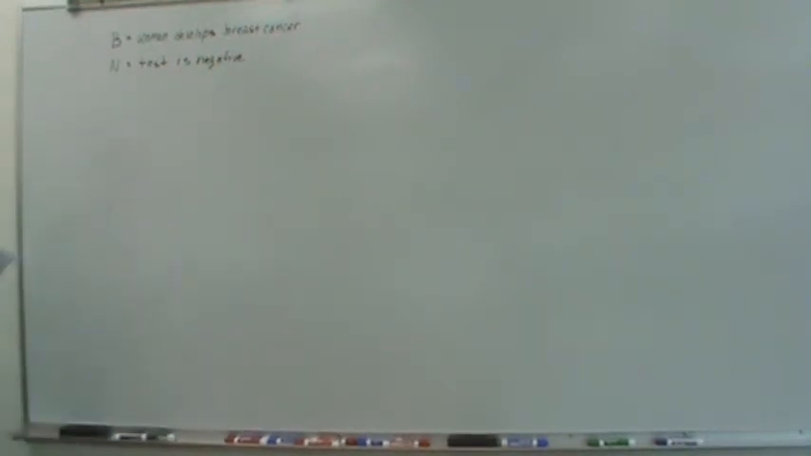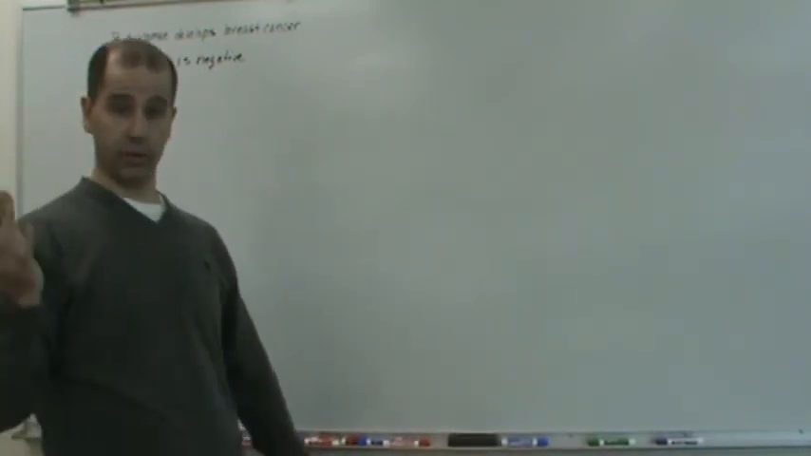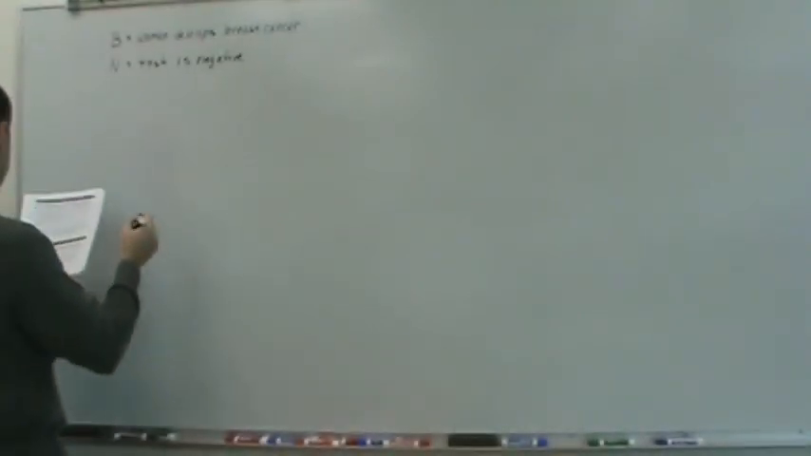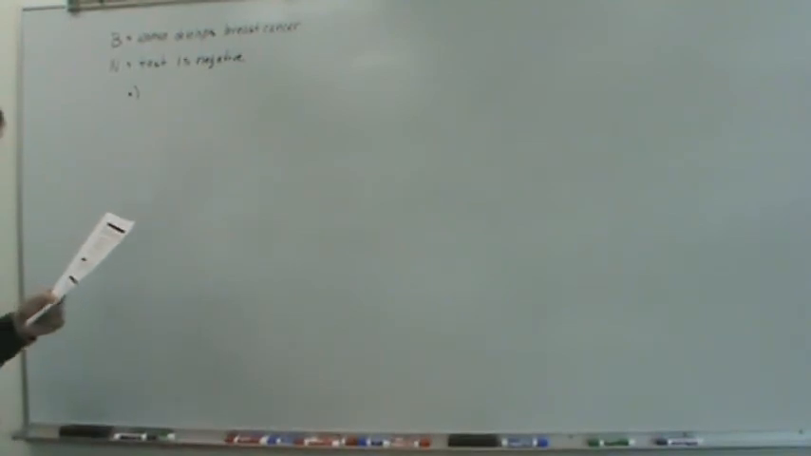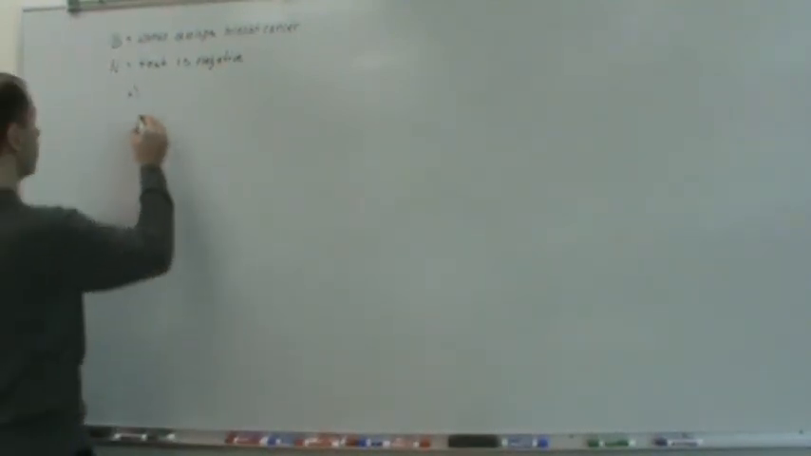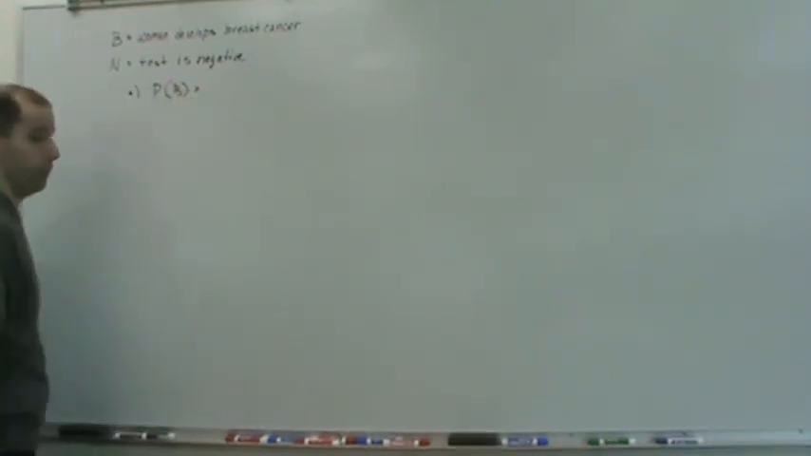Okay. Suppose that 1 woman is randomly selected. So let's just suppose we select 1 random woman from the population. So now it says A, what is the probability that the woman develops breast cancer? Okay, so that's it. So what's the probability that the woman develops breast cancer? The probability of B.